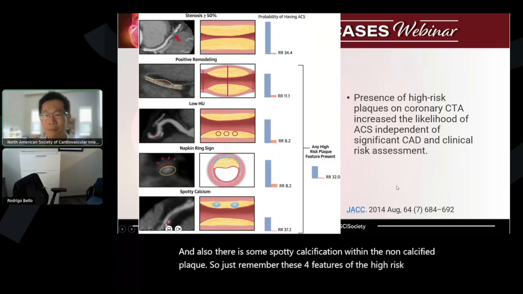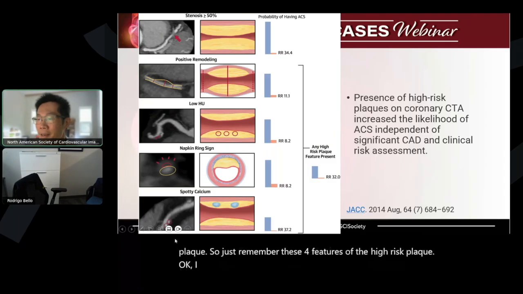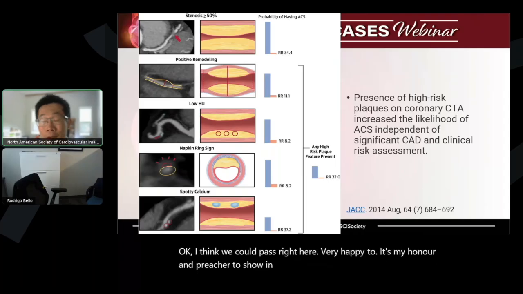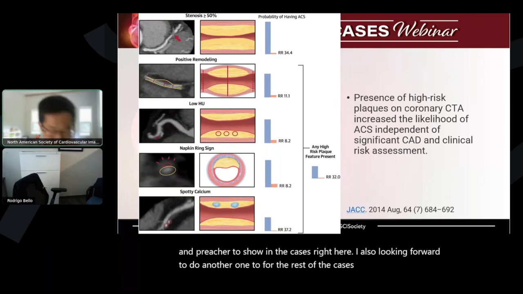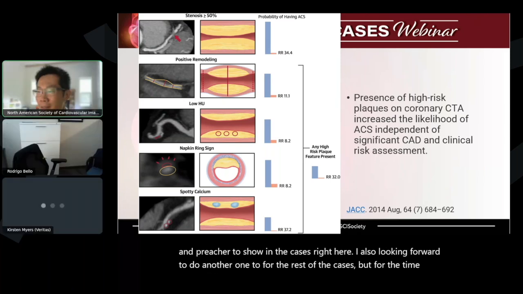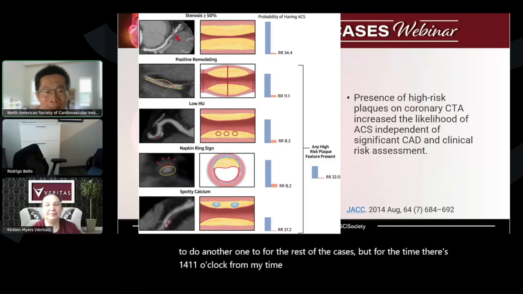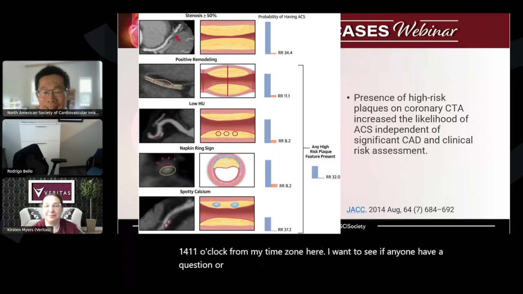Okay, I think we could pause right here. It's my honor and pleasure to show the cases. I'm also looking forward to doing another one for the rest of the cases, but the time is approaching 11 o'clock in my time zone here. I want to see if anyone has a question, feedback or comments on the cases we've seen today.